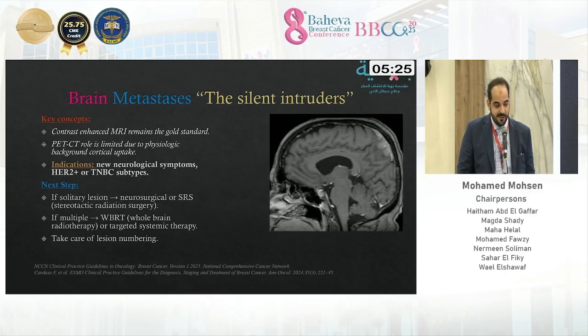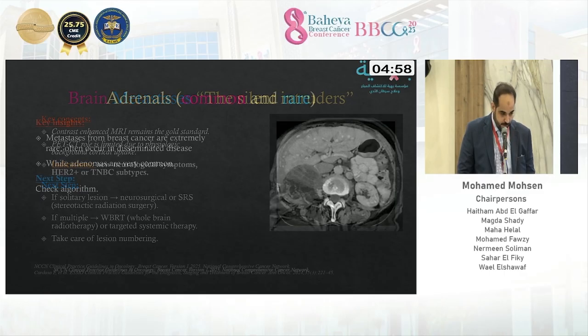For brain metastases, we've already discussed the key concepts. Indications include new neurological symptoms, HER2-positive or triple-negative subtypes. What about the next step? A solitary lesion may proceed for neurosurgery or stereotactic radiosurgery. If multiple, we may proceed for whole brain radiotherapy or targeted systemic therapy. We should take care of lesion numbering upon reporting MRI brain metastases.